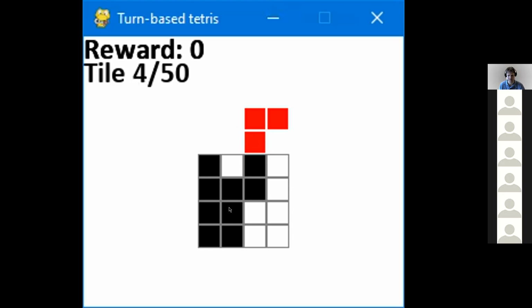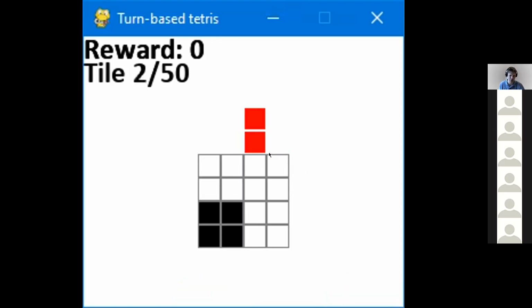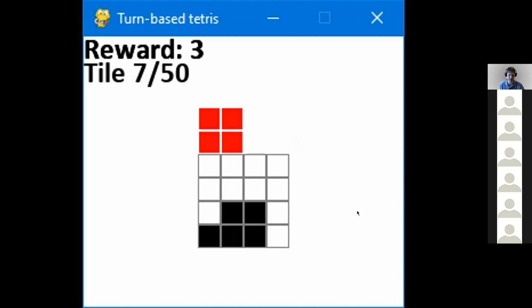If you do like this, then you get to a state where you can't place the next tile. So when you try to place the next tile, you get a game over. The aim of the game is to not get a game over, so you want to be able to place the tiles. To do this, you can place your tiles such that you complete rows. When I drop this tile here, it will complete the row, and that row is removed, and everything on top will fall down.